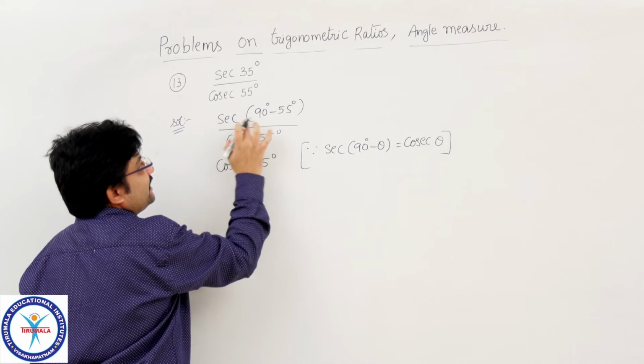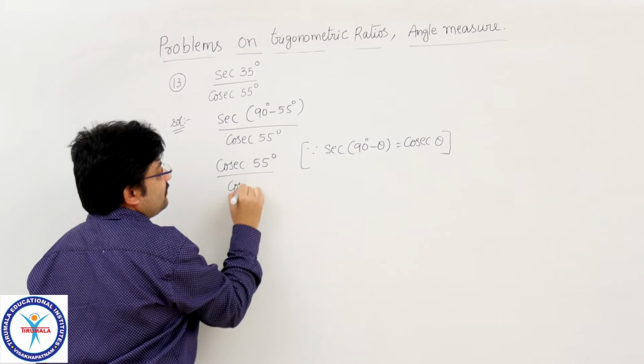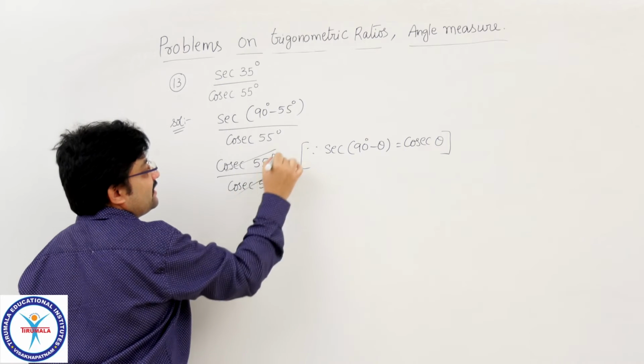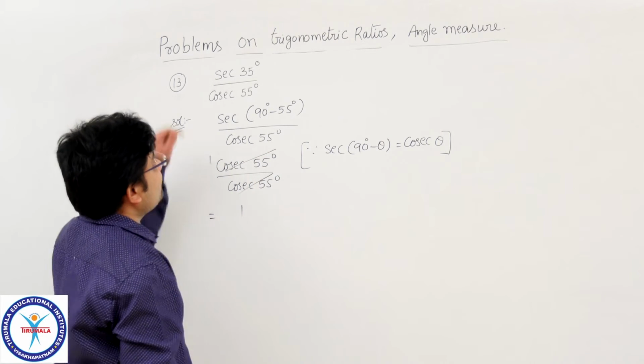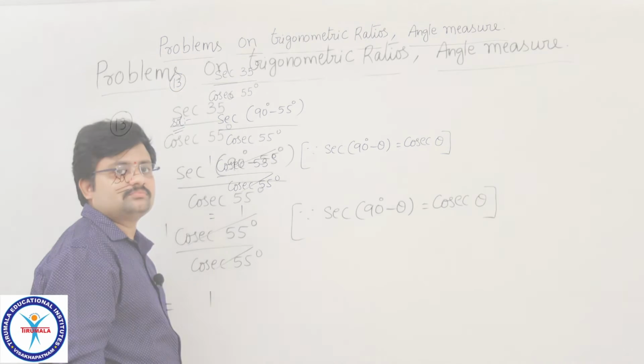Therefore, cosecant of 90 minus 55 is cosecant 55, by cosecant 55 degrees. So, numerator and denominator having the same value, it will be cancelled. So, that is 1. Therefore, the value of secant 35 degrees by cosecant 55 degrees is 1.